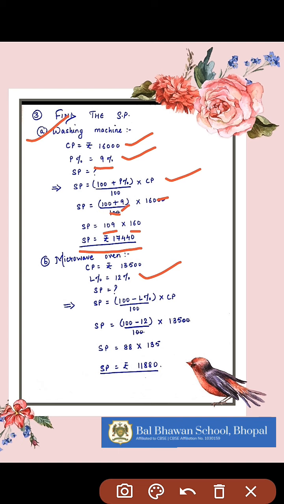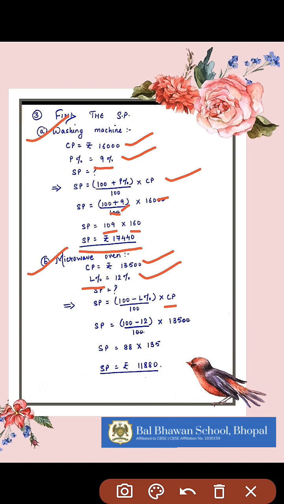17,440. Now children, in the next case there is a microwave oven whose cost price is 13,500 and there is a loss of 12%. So here in the case when you have to find out the selling price, you can apply the formula (100 minus loss percent), because there is a loss over here, upon 100 into CP.